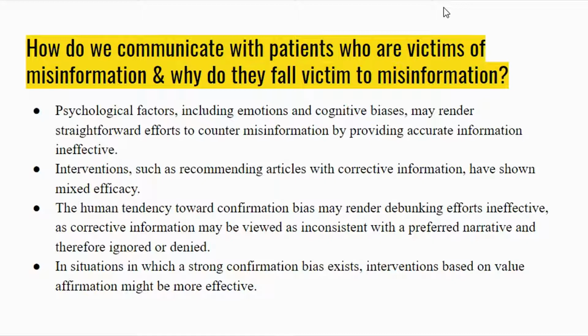Sometimes we want to prove people wrong. Sometimes it's a battle for us, and winning that battle makes us feel better. But ultimately, it's not the best thing to overcome and build these relationships.